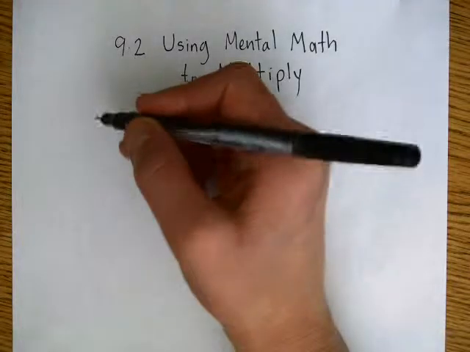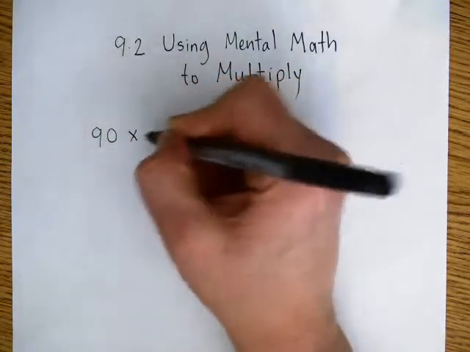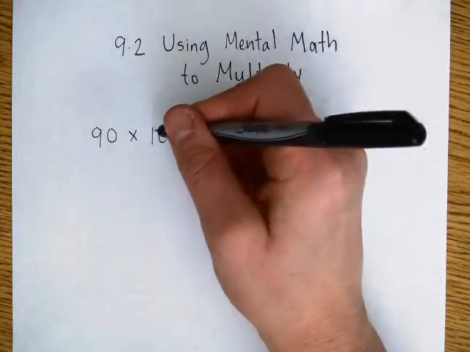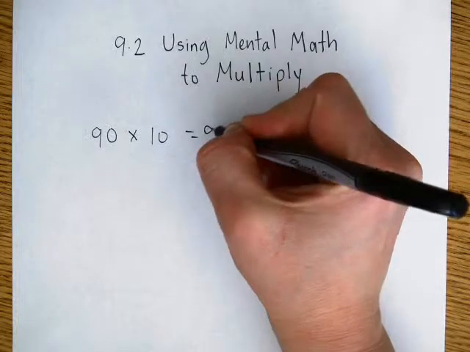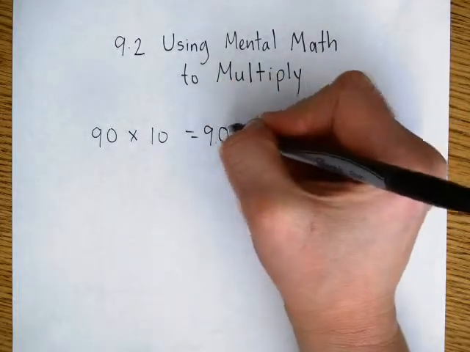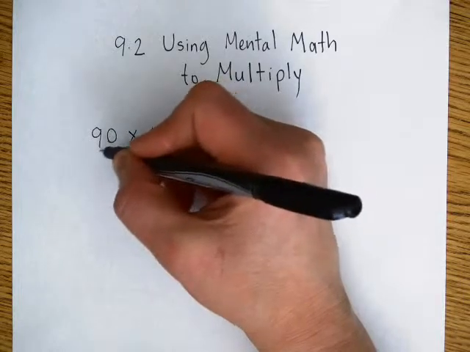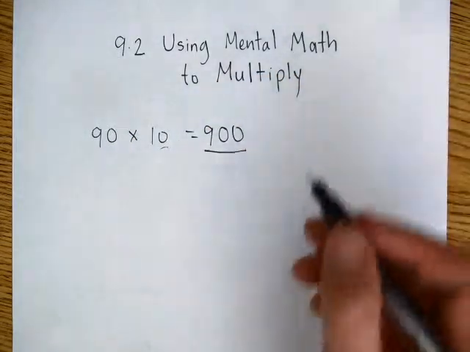An example would be, let's say we have 90 times 10. We want kids to know they're going to do 9 times 1, and then put those 2 zeros on the end. So they're going to know that if they're multiplying a 2-digit number times a 10, it's going to end up as a 3-digit number for the place value piece.